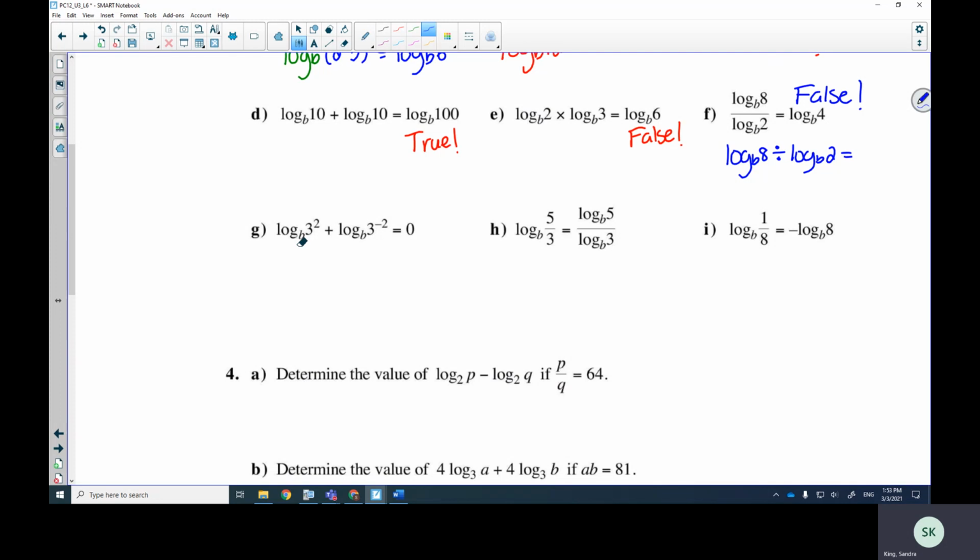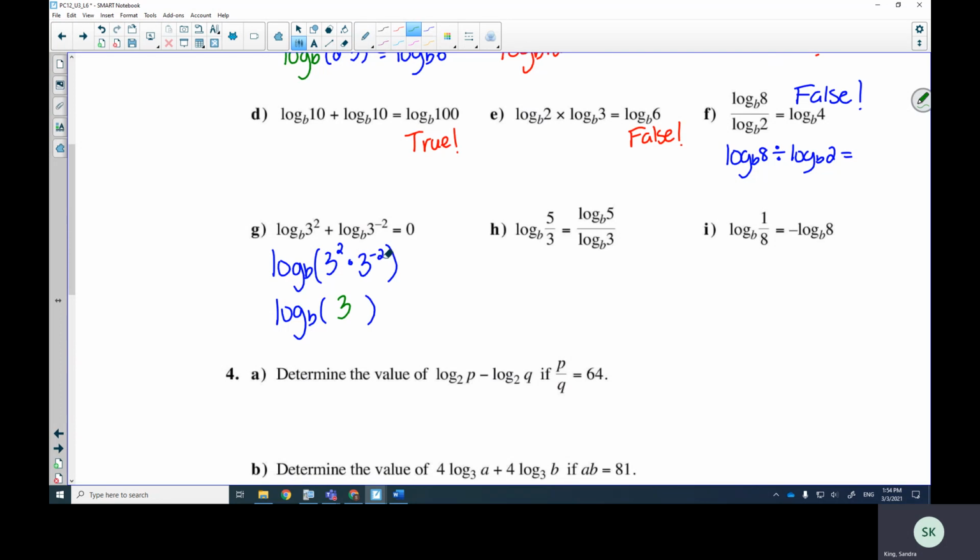I actually really like this question. Let's try G together. So, Sydney, what law would this be? It would be the product law. So that would be log base B of, we've got to multiply the arguments. So 3 to the power of 2 times 3 to the power of negative 2. So let's figure out what this would be. That would be log base B of, now we're going to exponent laws from grade 10. Bases are the same. So I'm going to write my base of 3.